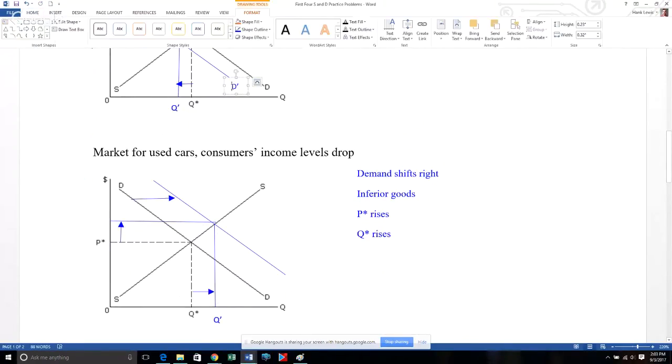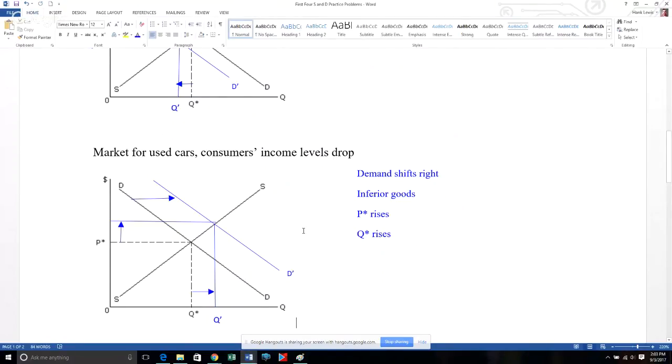I'm going to copy this. Okay. I'm going to paste it. I'm going to put it over here. Put one of them over here. And then I'm going to put another one up here. Okay. So now we got the shifted demand curve.